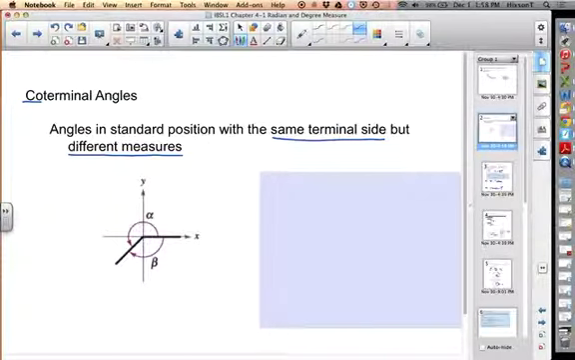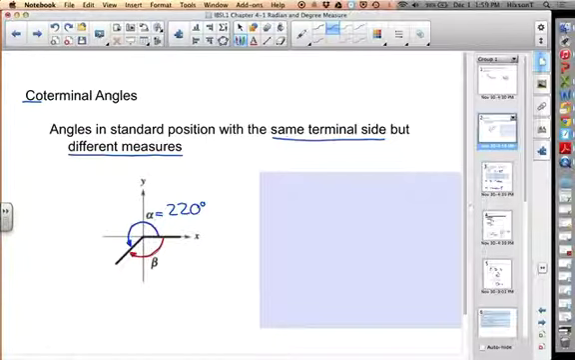Alright, so you see here, they use the Greek letters alpha and beta to represent these two angles. You'll notice they have the initial side here on the positive x-axis, but alpha rotates in the positive direction, and I'm going to say that that's 220 degrees approximately. Okay? Well, beta rotates in the negative direction. Okay?